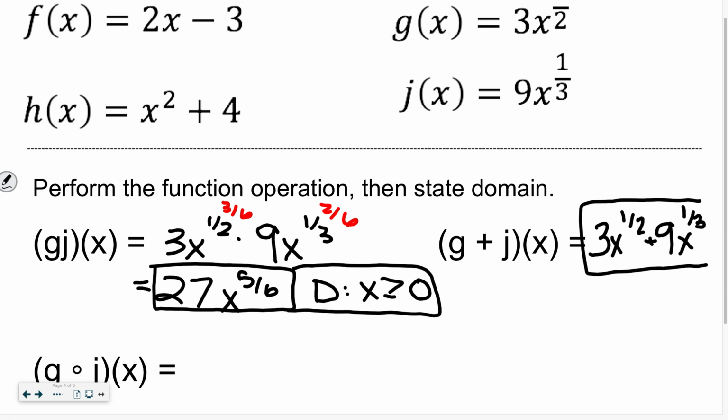But you can't add an x to the 1/2 with an x to the 1/3, just like you can't add an x squared and an x cubed. They're not the same thing. So you can't do what you would do with multiplication, where you would find a common denominator for exponents. You couldn't do that.